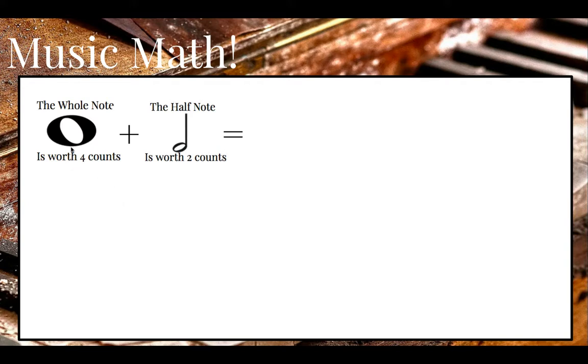For example, if we had a whole note, which is worth 4 counts, plus a half note, which is worth 2 counts, what would we have? If you need to pause, go ahead. It's worth 6 counts altogether if you add these 2 together.